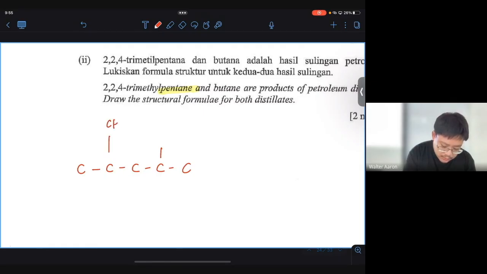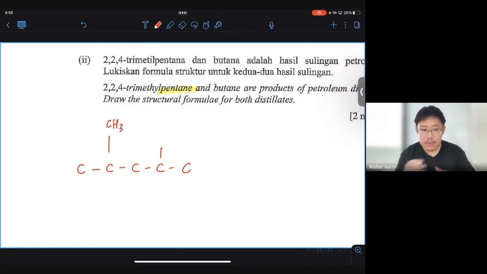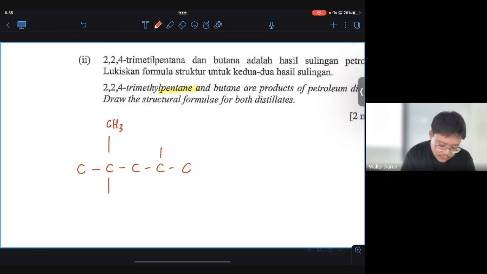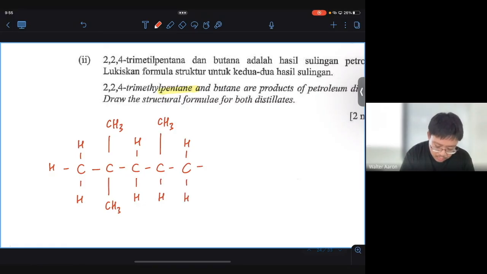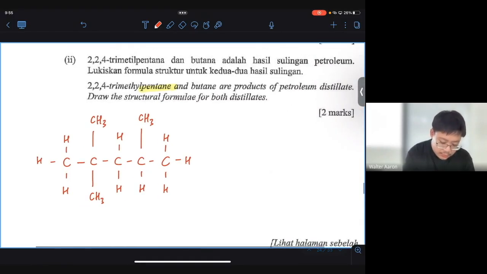So it will be CH3. I have no space, but please draw it in full. And then another one over here, which is also CH3. And then on top here, it will be CH3. And then the rest of it just fill up with hydrogen. So you've got 2,2,4-trimethylpentane. Very simple. If you were to number the carbon atoms, it will be 1, 2, 3, 4, and 5.